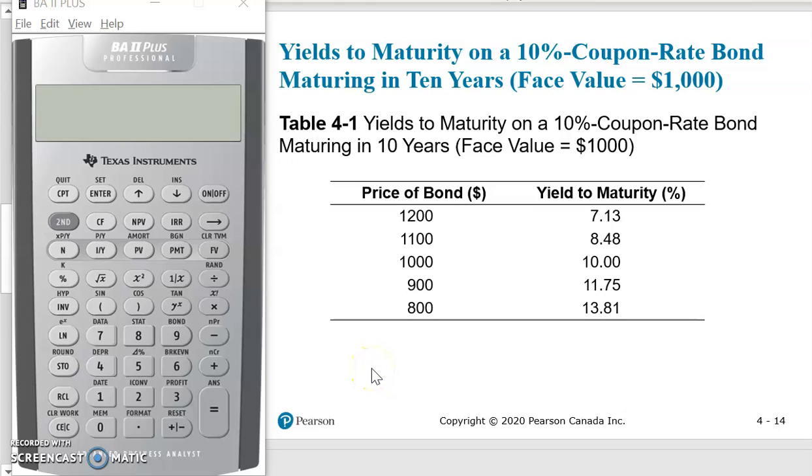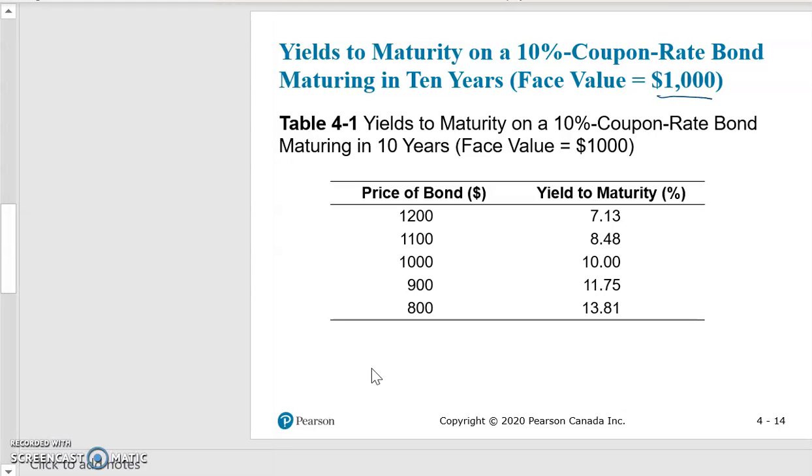This slide presents the different yields to maturity on a 10% coupon rate bond which matures in 10 years, which has a par value or face value of $8,000. Please note that the yield to maturity, although an interest rate, is different from the coupon rate.